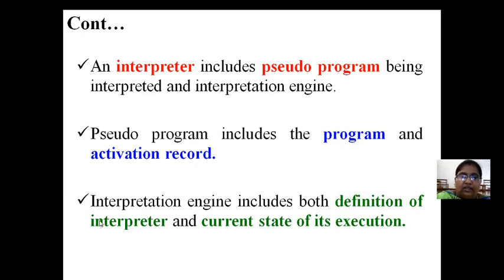And finally, what does the interpretation engine contain? It contains a definition of the interpreter, meaning what the interpreter is going to do and what the state of its execution is. So this engine will maintain all the information regarding the code which you want to write for this conversion and the state of execution of the conversion.